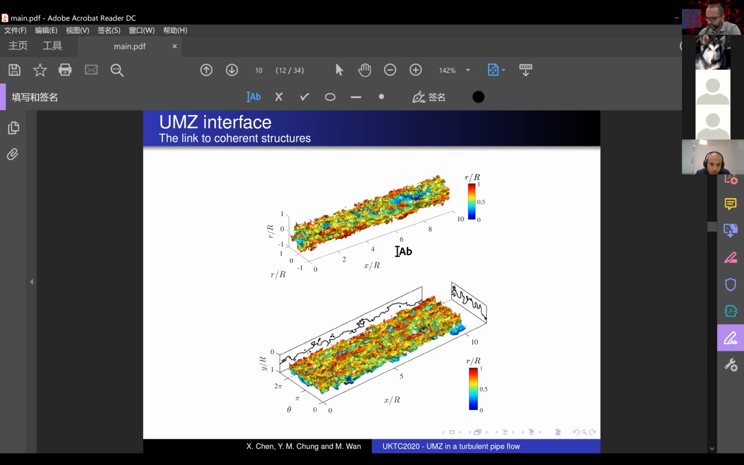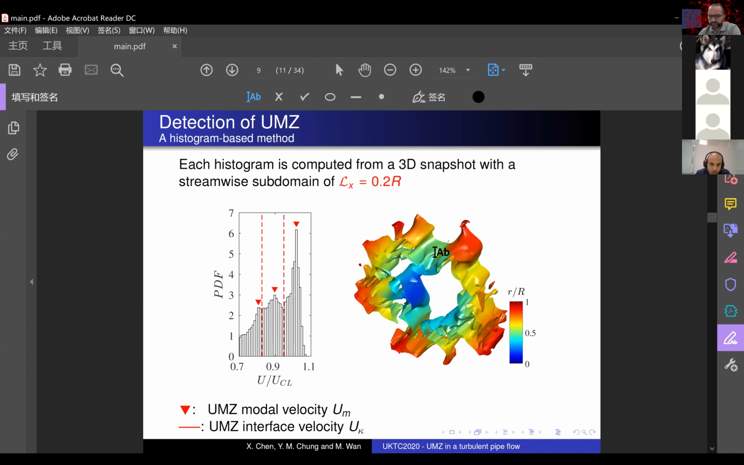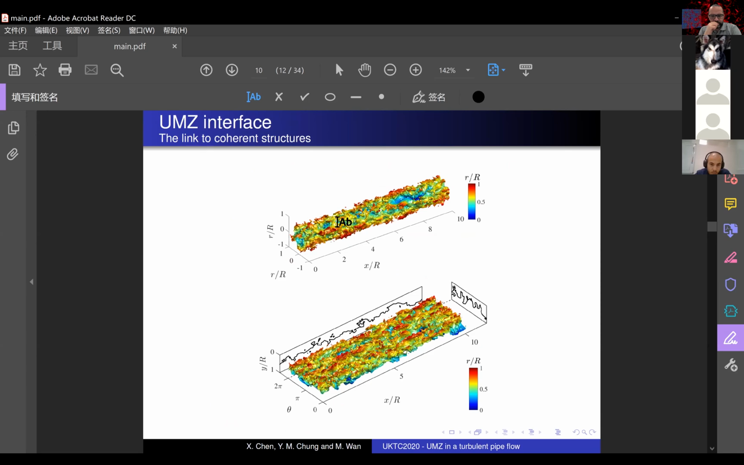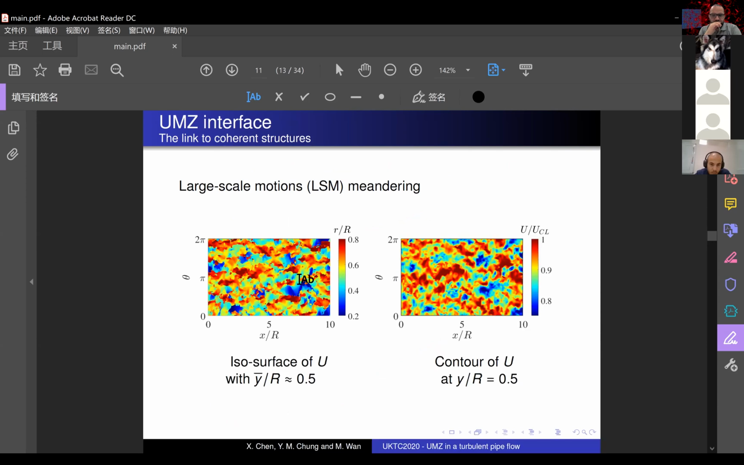And the interface as isosurface of U_kappa are the black contour lines on the right-hand side figure. So in the 3D subdomain, this interface looks like this. In 1/3 of the pipe length, the interface is unwrapped below. The red streaks are the sweeping of high-speed fluid towards the wall, and the blue color indicates ejections of low-speed fluid up away from the wall. The top view of our 3D interface on the left is therefore very similar to the velocity contour drawn at the average wall location of the interface on the right-hand side.